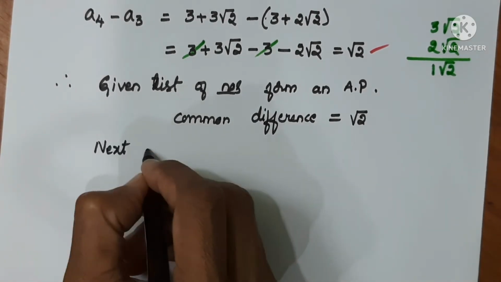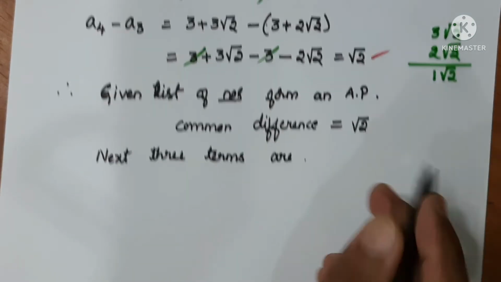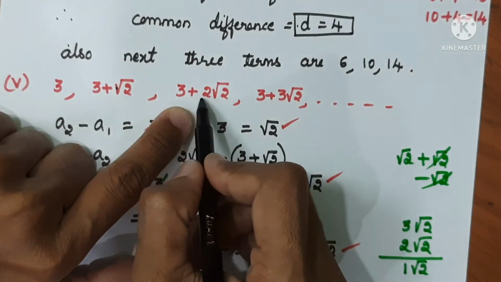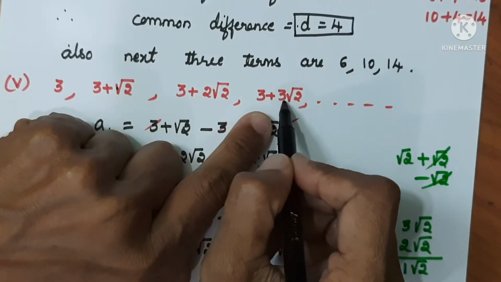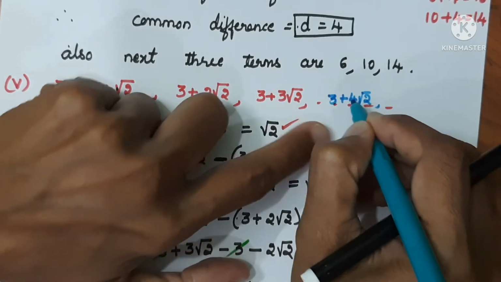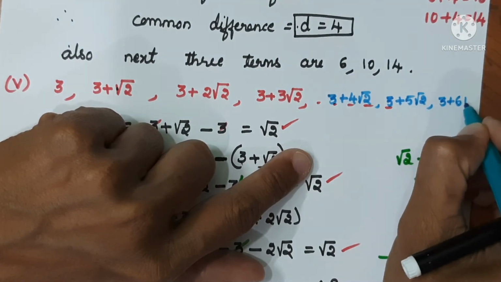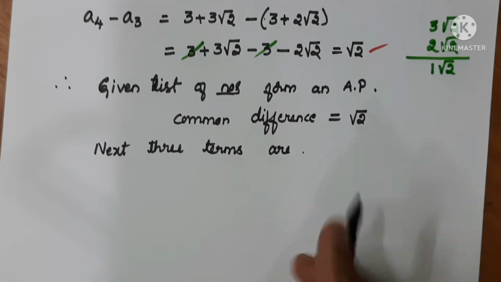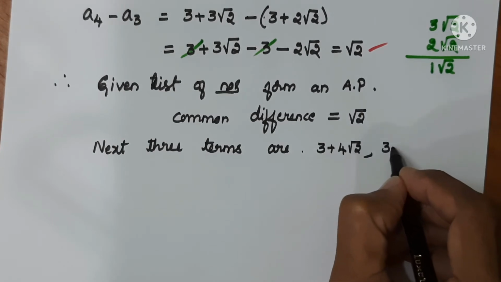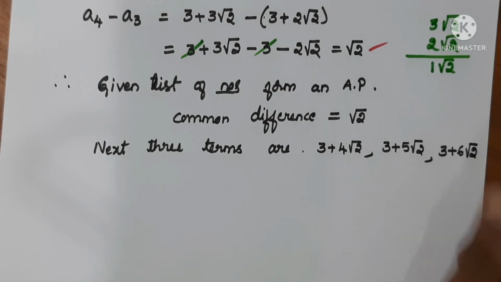Next three terms are: here you can see that the second term is 3 plus 1 root 2. Next term is 3 plus 2 root 2. Next term is 3 plus 3 root 2. So the next term will be 3 plus 4 root 2. And after this, the next term is 3 plus 5 root 2. The next term is 3 plus 6 root 2. You can directly write the answer. The next three terms are 3 plus 4 root 2, 3 plus 5 root 2, 3 plus 6 root 2. Like this you can write the next three terms.